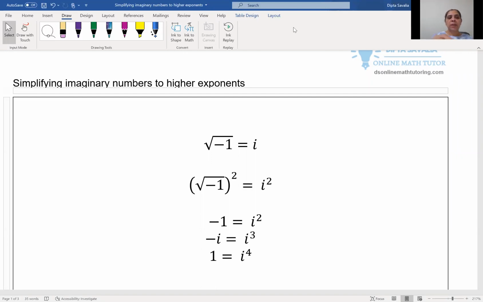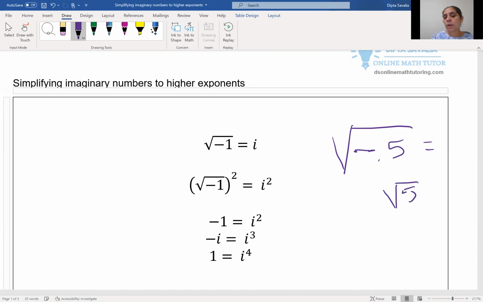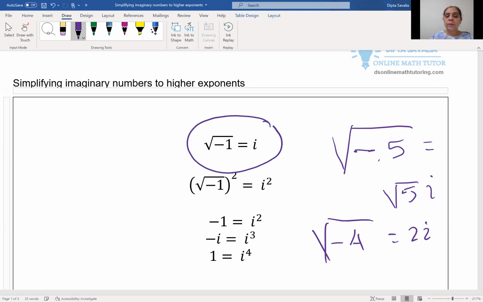So first thing we have here, square root of -1 is i. So if we have anything under square root that is negative, that means we have i. If you have square root of -5, that means you have √5 i. If you have square root of -4, then you can say square root of 4 is 2, so that's 2i. So anytime we have a negative sign under a square root, that means we have an imaginary number.